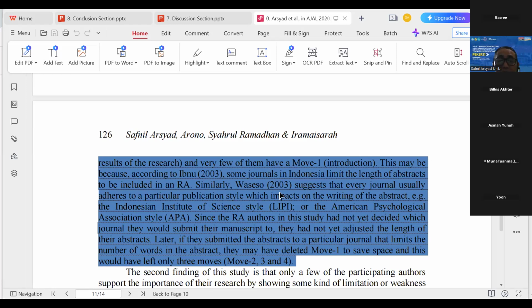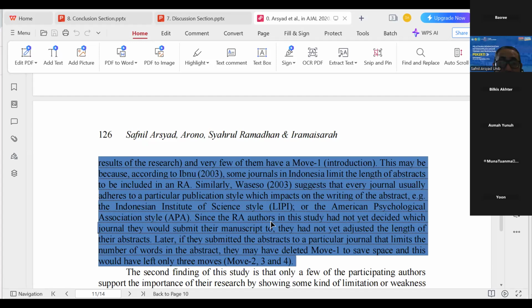Similarly, Waseso 2003 suggests that every journal usually adheres to a particular publication style. So every journal has its own style, which impacts the way the authors write the abstract. For example, the Indonesian Institute of Science style, LIPI, or the American Psychological Association style, APA. So this is the style.